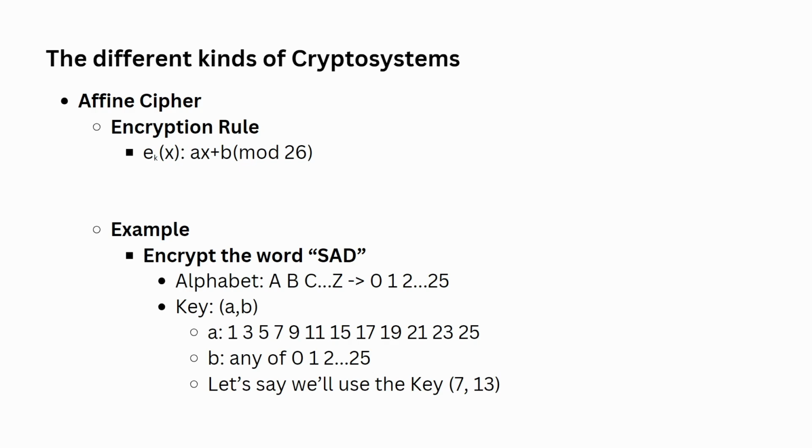Next, we have the affine cipher, in which the encryption rule here is AX plus B modulo 26. Let's have an example. Let's say we want to encrypt the word sad. In the alphabet, we have A, B, C to Z. That's converted to 0, 1, 2, to 25. Next, we have the key, which is A and B. In A, we can choose whatever number that is listed here. Same thing with the B, we can choose any of the numbers listed, which is the numbers that correspond to the alphabet. Let's say we want to use the key 7 and 13.